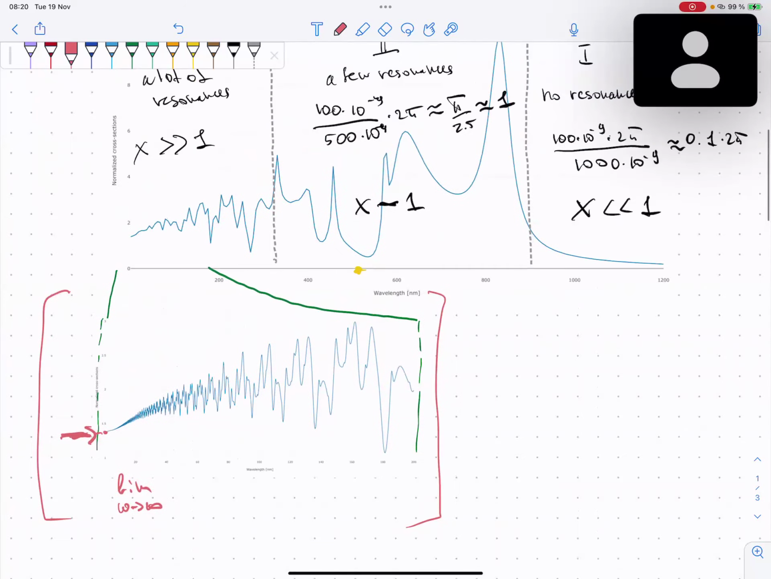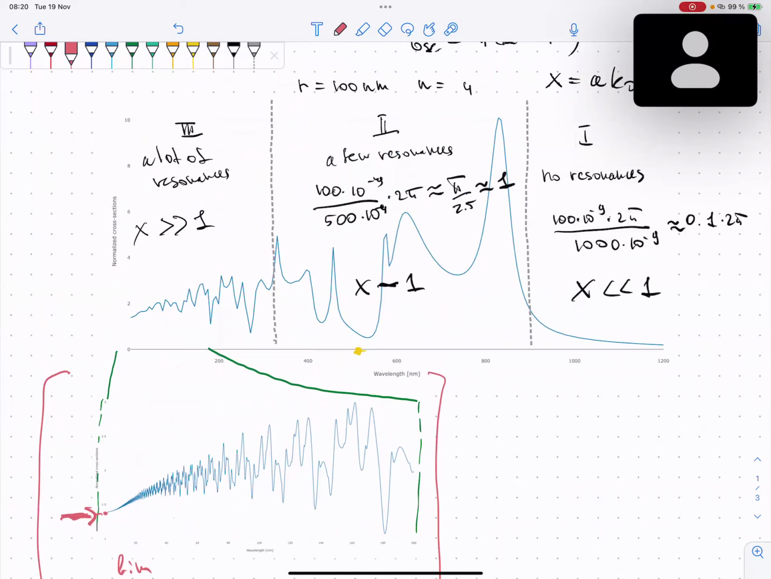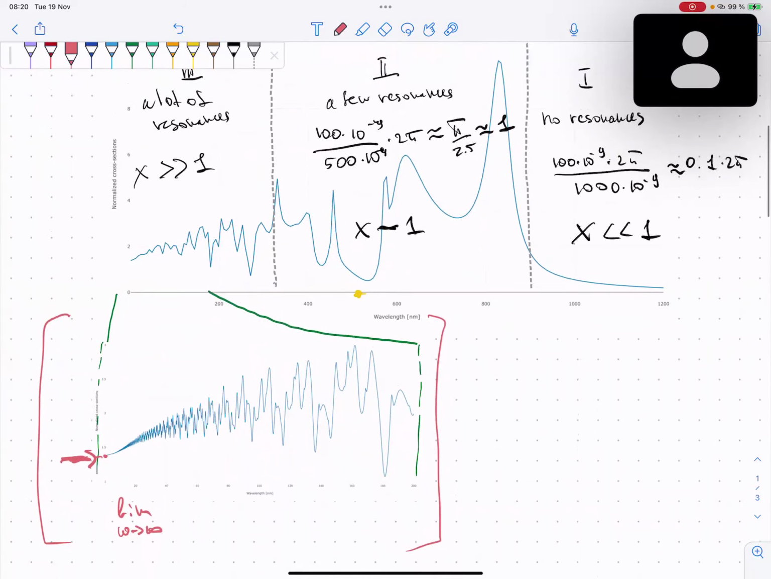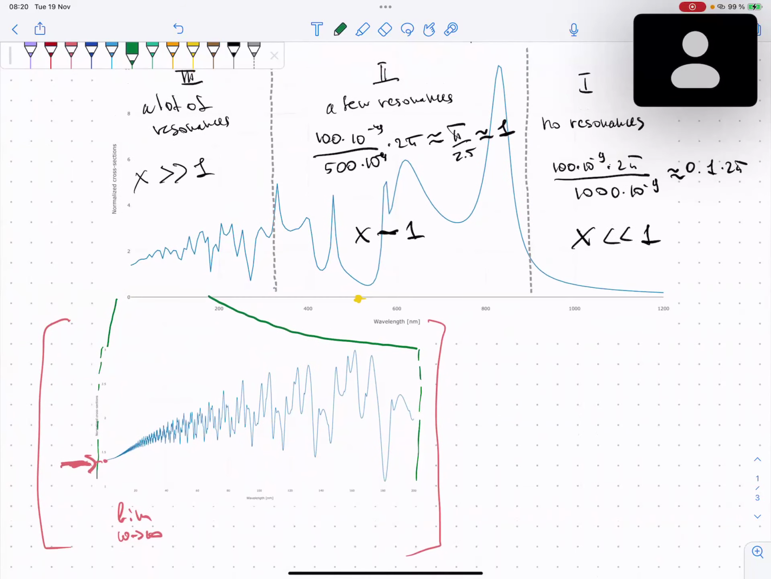In this intermediate region, we have some resonant structure. We have here our first resonances of the structure, and this is the intermediate region. But in the region where there are no resonances, we see just some power dependency on the wavelength, and here it's actually lambda to the power -4, and I will show this to you a little bit later.